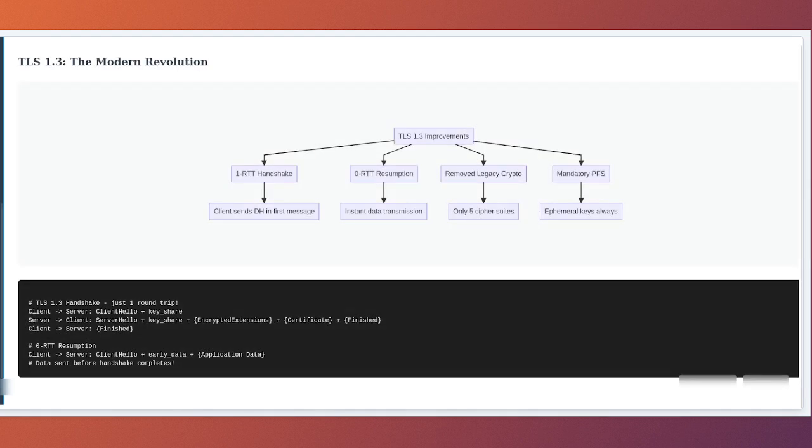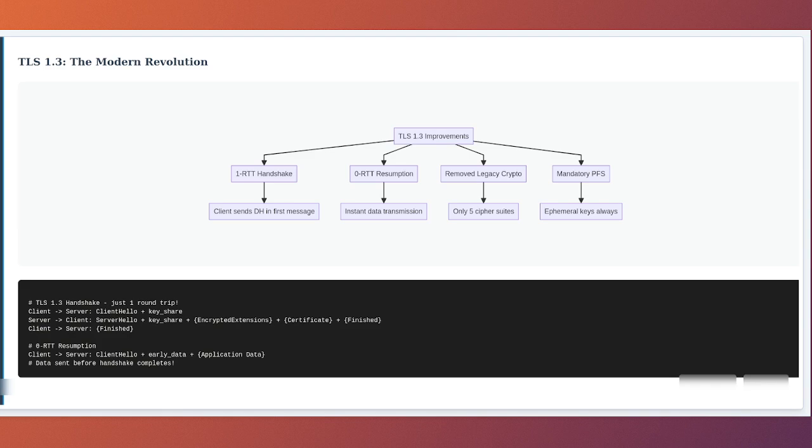TLS 1.3, the modern standard. TLS 1.3, finalized in 2018, represents the most significant overhaul of the protocol since its inception. The designers took a bold approach. Instead of incrementally improving TLS 1.2, they fundamentally reimagined how secure connections should work in the modern Internet. Let me walk you through the revolutionary changes.